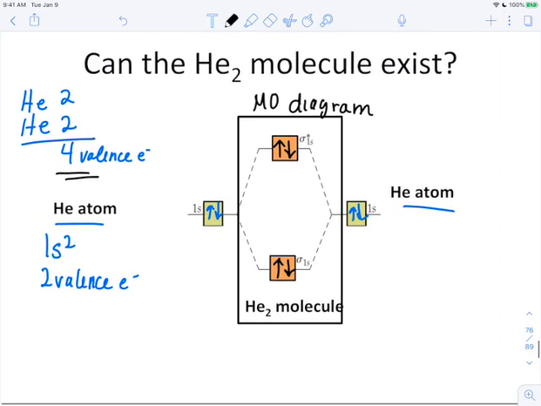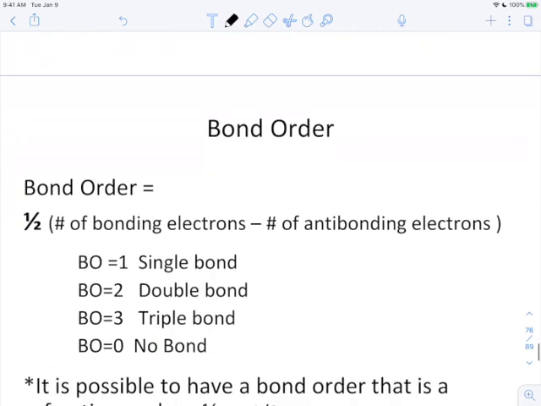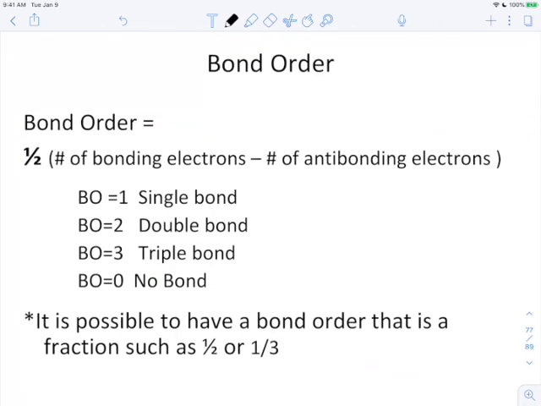All right, so now to figure out if this molecule can exist, we're going to do something called calculating the bond order. And we actually did this a little bit in a previous chapter, and I told you we'd get to an actual calculation for it soon. And today is that special day. So the bond order is 1/2 of your bonding electrons minus antibonding electrons. When a bond order is 1, we're going to call that a single bond. If it is 2, we're going to call it a double bond. 3, a triple bond. 0 would be no bond at all. And it is possible to have a bond order that's a fraction, like 1/2 or 1/3. And that's what we would see if we had a molecule with resonance.